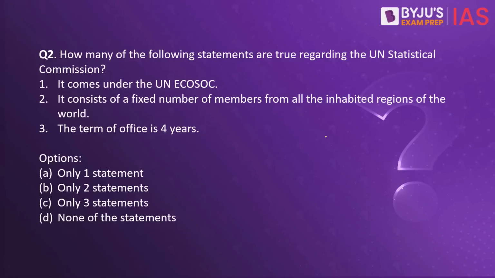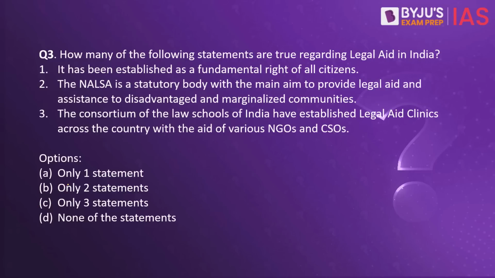So over here, this is correct, this is also correct, and this is also correct. So our correct answer is C. The next question is, how many of the following statements are true regarding legal aid in India?